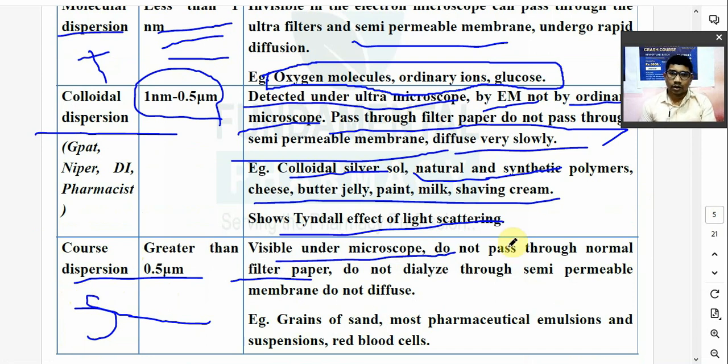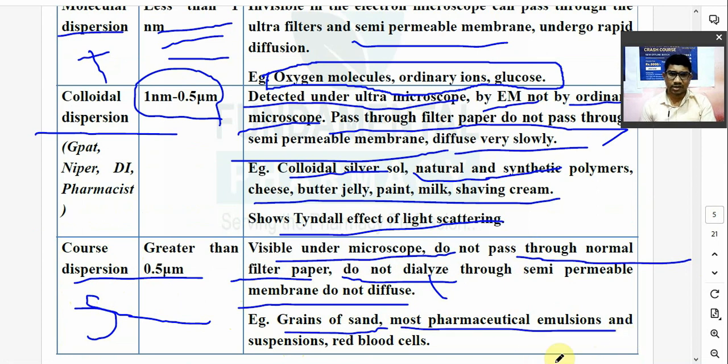So they are not visible under microscope, do not pass through normal filter paper, do not dialyze. Dialysis does not happen, meaning they do not cross a semi-permeable membrane and they do not diffuse. Examples of coarse dispersion: grains of sand, most pharmaceutical emulsions, and suspension of RBC in the blood. It is also a coarse dispersion.